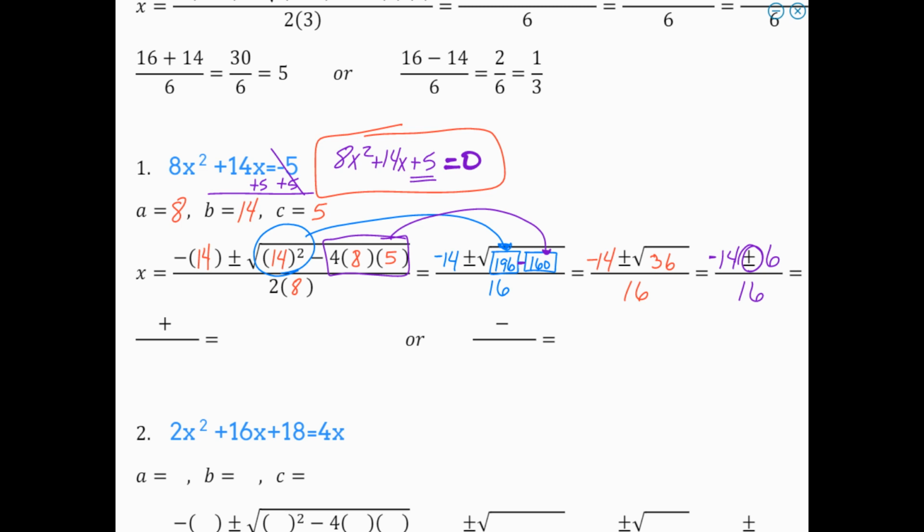At this point, we separate it into two problems. This plus or minus means that it's negative 14 plus 6 over 16, or it's negative 14 minus 6 over 16. If you would, turn your little bell off right now while we're doing it as a class so that it's not distracting as you're getting ahead of where we're at as a class.